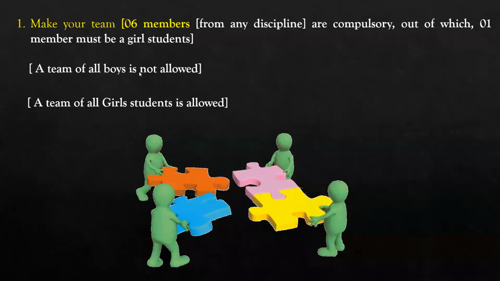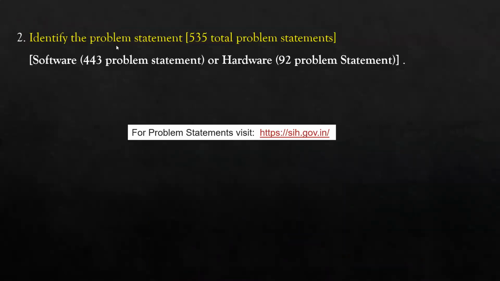In the second step, you have to identify the problem statement that is given on the SIH website. Go to sih.gov.in, search it on Google, and you will get the problem statements there. There are a total of 535 problem statements. Out of that, 443 are software problem statements and 92 are hardware problem statements.